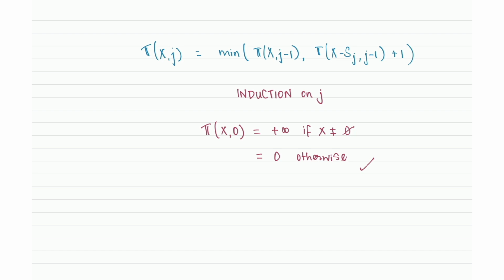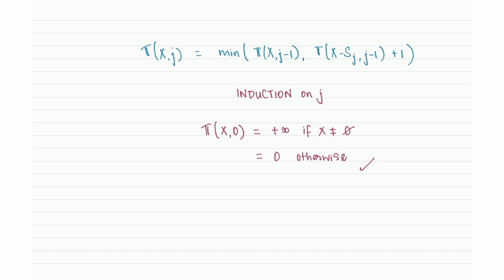So the base case in this algorithm was really quite straightforward. We said that T of X, 0 basically evaluates to impossible if X is non-empty, and 0 if X is an empty set, and there's practically nothing to prove here, so this is fine.